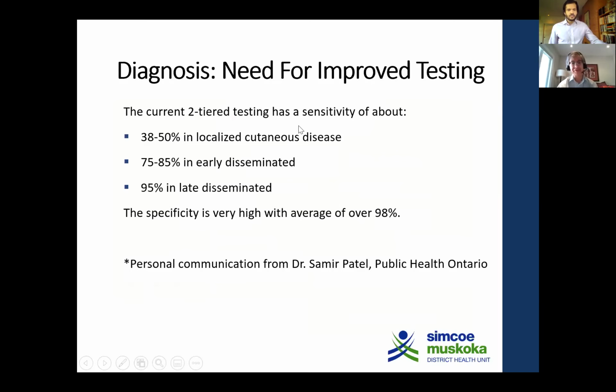Here are some of the numbers for the sensitivity. Like I said, it's about 40 to 50% in localized cutaneous disease, which is what you're likely going to see in the first 30 days. When it reaches about 1 to 3 months, it increases to about 85%. In the latter stages, in late disseminated disease, we're looking at about 95%. The specificity itself is fairly high, at 98%. But of course, if you use a test that has a high specificity in a low prevalence population, you're still going to get a lot of false positives.